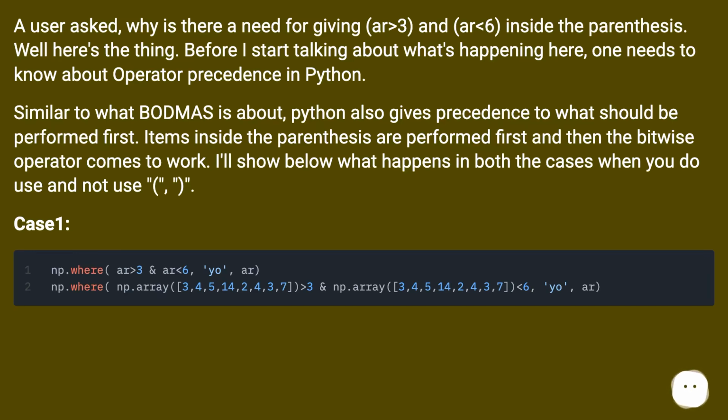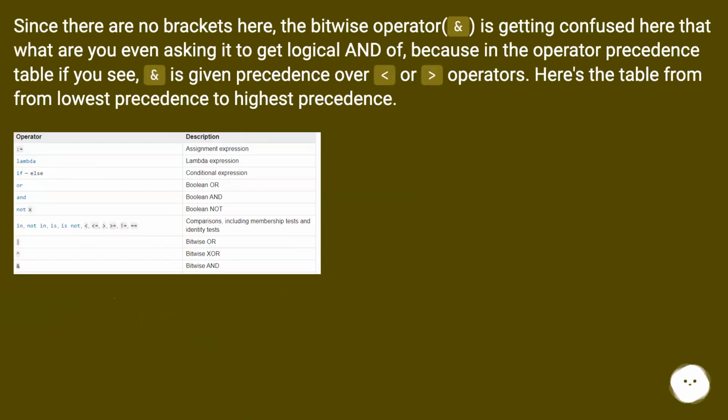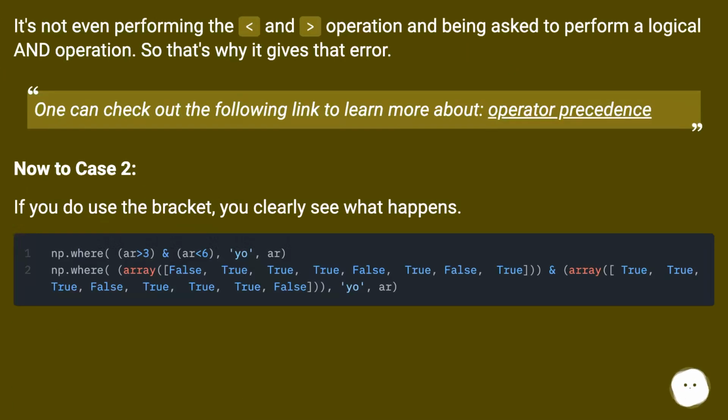Case 1. Since there are no brackets here, the bitwise operator and is getting confused about what you are even asking it to get the logical and of, because in the operator precedence table, if you see, and is given precedence over the is lower than or is greater than operators. Here's the table, from lowest precedence to highest precedence. It's not even performing the is lower than and is greater than operation and is being asked to perform a logical and operation. So that's why it gives that error. One can check out the following link to learn more about operator precedence.